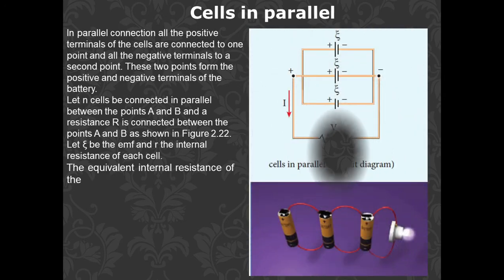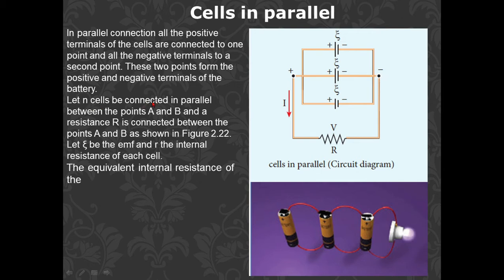How will you connect these cells in parallel? In parallel connection, all the positive terminals of the cells are connected to one point and all the negative terminals to a second point. Here, all the positive terminals of the battery are connected to one point, and on the other side all the negative terminals of the battery should be connected to another point. These 2 points form the positive and the negative terminals of the battery.